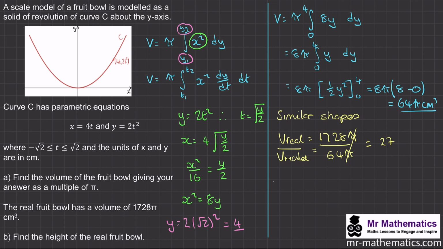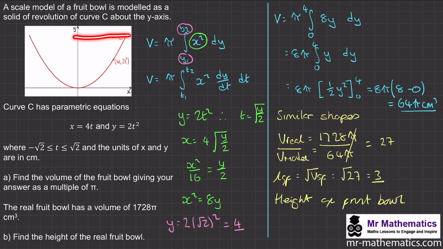So now we can work out the length scale factor, which will be the cube root of the volume scale factor. So the cube root of 27 will equal 3. So the height of our fruit ball, well, we know that the maximum height of our model is 4. So this will be 4, the height of a model, multiplied by the length scale factor. So this will give us a maximum height of a real fruit ball of 12 centimetres.